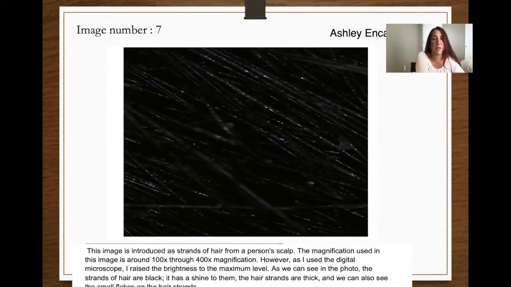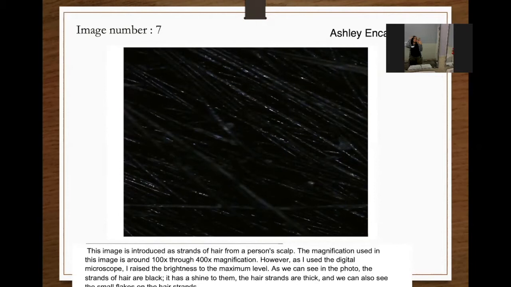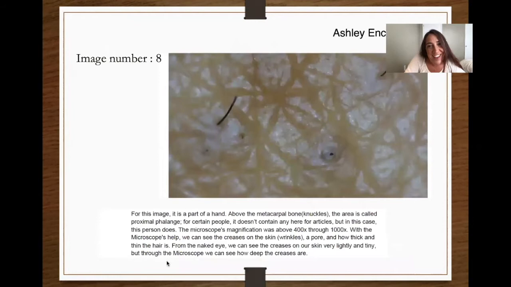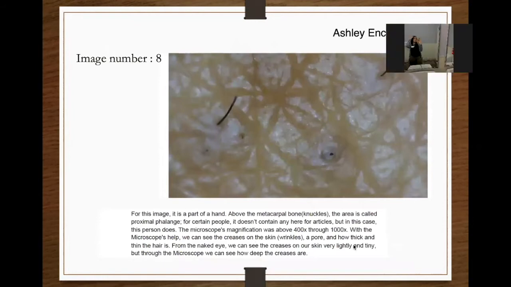That is image number 7, basically hair, right? Yes. That's beautiful. Were you intrigued by the fact that they are so thick? It was, and shiny.